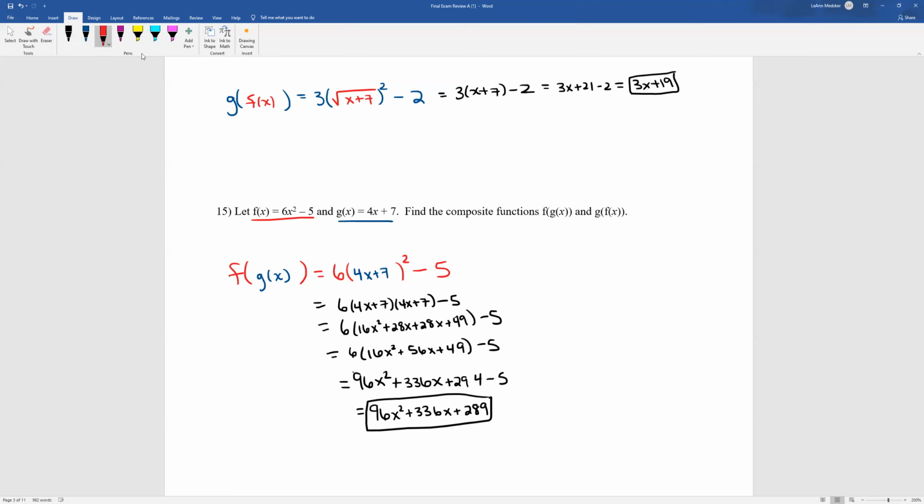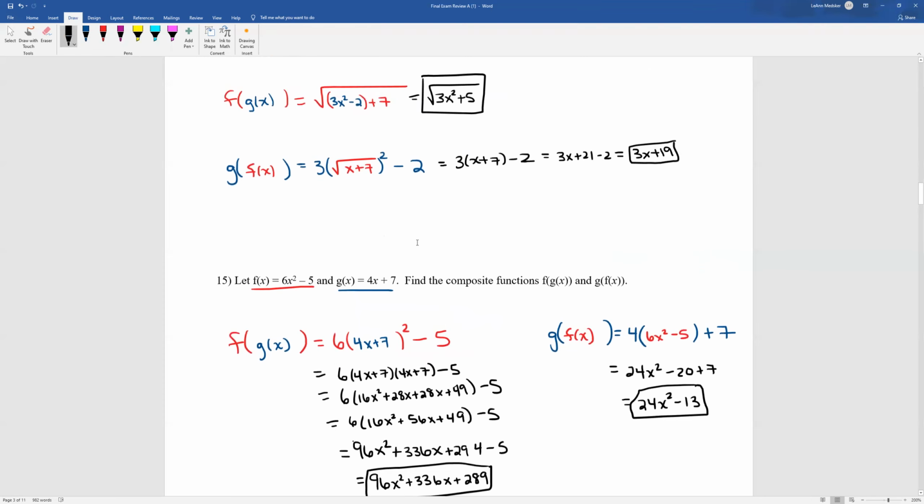So let's now do g of f of x. And the funny thing is, when you're doing compositions, usually one of them will be much quicker than the other. So g is 4 blank plus 7. And then the blank we're going to fill in, that input is now going to be 6x squared minus 5. Notice this one's going to evaluate much quicker because there's no squaring happening to the piece that we inputted. So this is just going to be 24x squared minus 20 plus 7. So that's 24x squared minus 13. Much quicker to evaluate and simplify down.